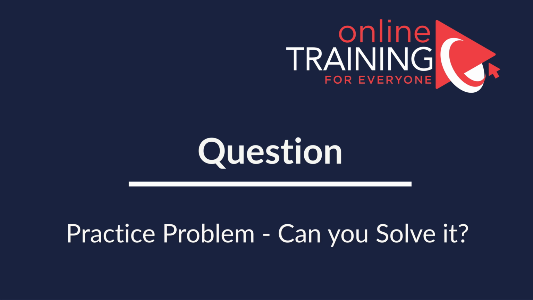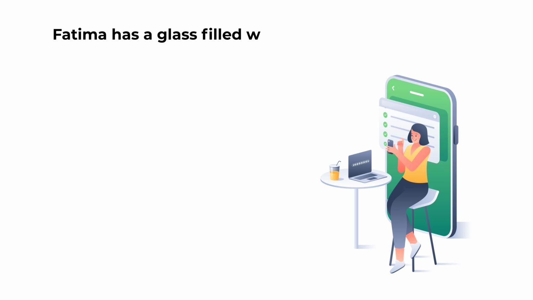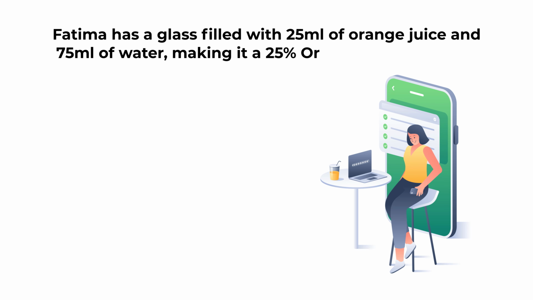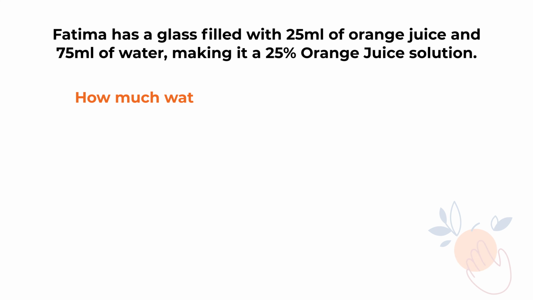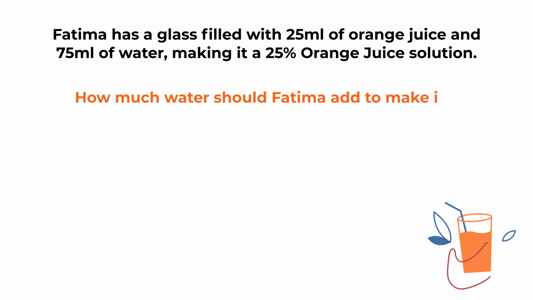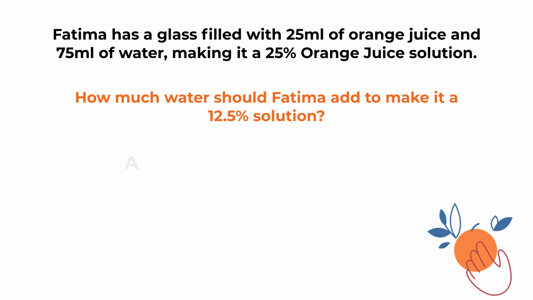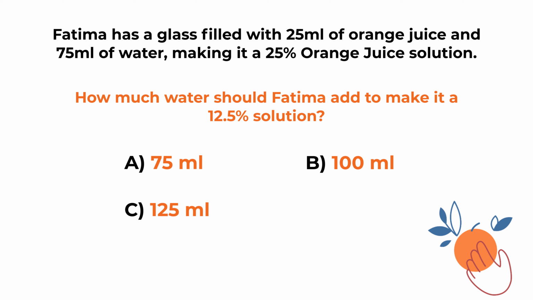And now here's the question for you to practice. Fatima has a glass filled with 25 milliliters of orange juice and 75 milliliters of water, making it a 25% orange juice solution. How much water should Fatima add to make it a 12.5% solution? You have 4 different choices. Choice A, 75 milliliters. Choice B, 100 milliliters. Choice C, 125 milliliters. And choice D, 150 milliliters.